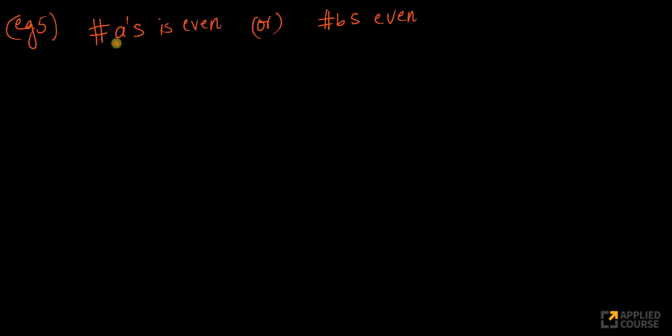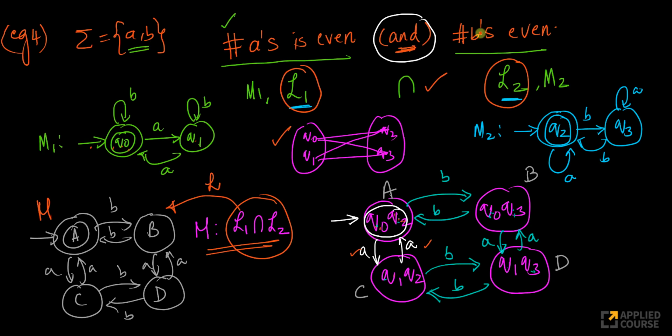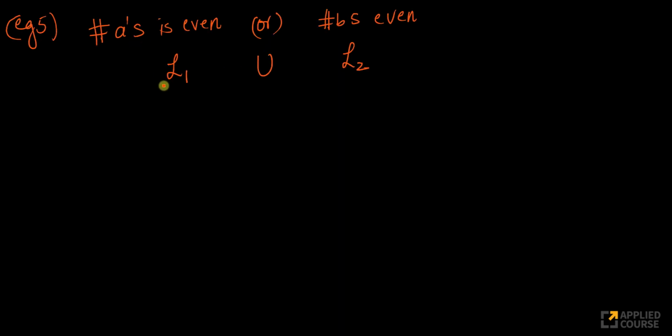What about union? Let's look at that example. So number of A's is even or number of B's is even. So if you think of this as language L1, this is L1 union L2. Same example here. So same M1 will be there, same M2 will be there. Look at this, same M1, same M2. But now how do I construct a language which is the union of both of them?